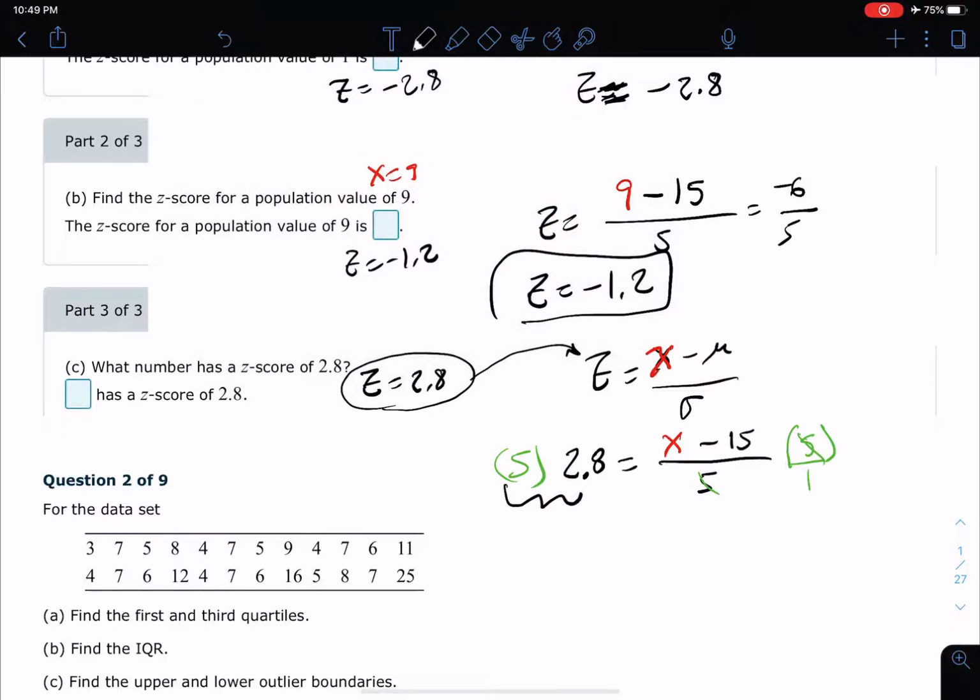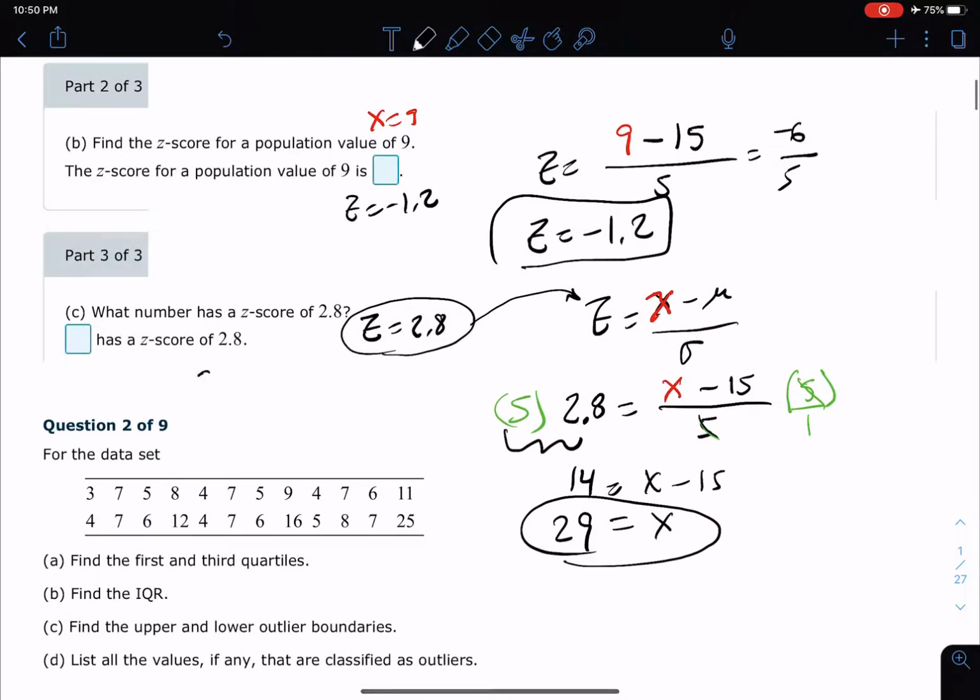If I multiply the left side by 5, 5 times 2.8 is 14. And that reduced, leaving x minus 15. I add 15 to both sides, and I get, whoops, not 1. That's a negative 15. If I add 15 to both sides, I get 29. So the answer here for part C is 29, and you'd probably just type in 29.